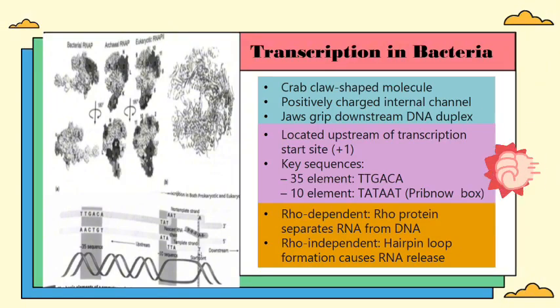It is also located upstream of the transcription start site at positive 1. The key sequences are the -35 element, which is TTGACA, and the -10 element, the TATAAT, or the Pribnow box. So that means that the promoter region contains conserved sequences that help RNA polymerase locate the transcription start point accurately, and the nucleotide at which transcription is initiated is denoted as positive 1, and the preceding nucleotide is negative 1.